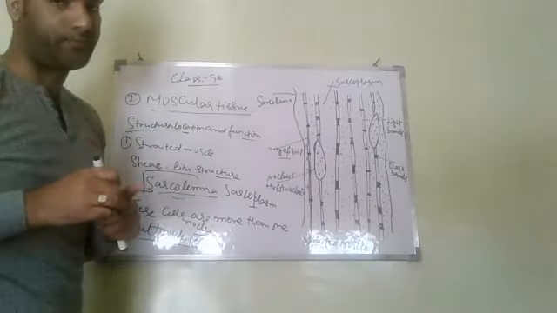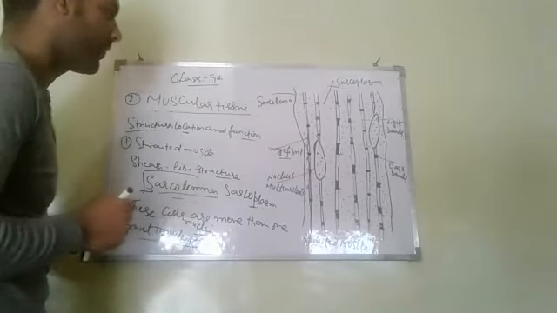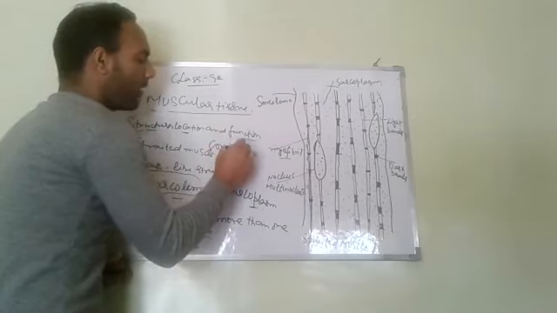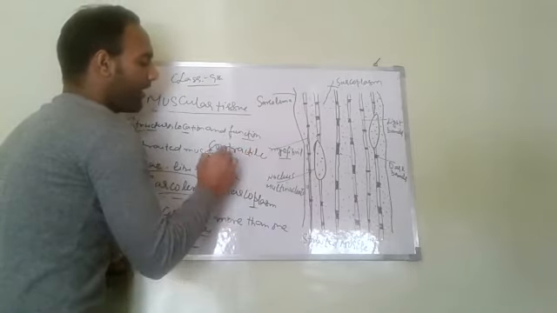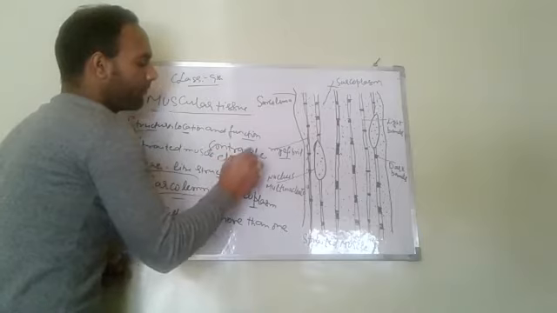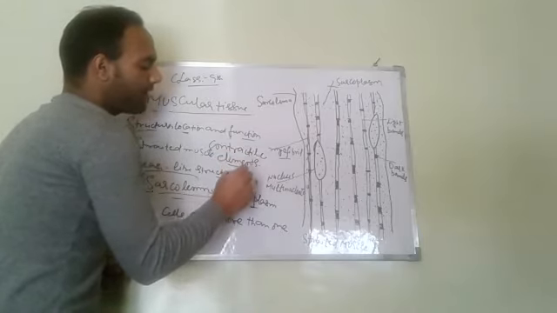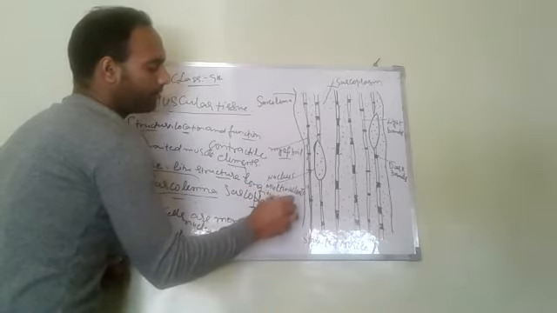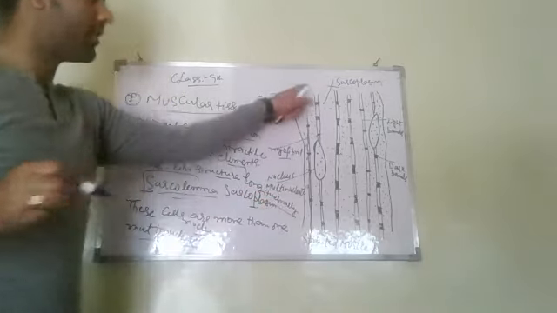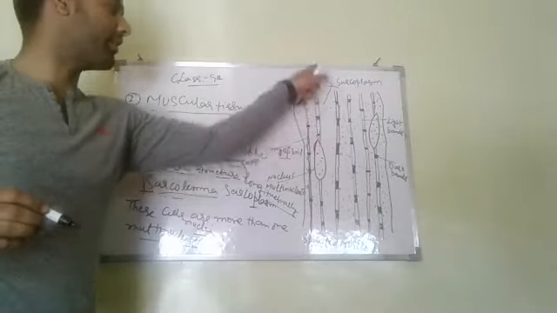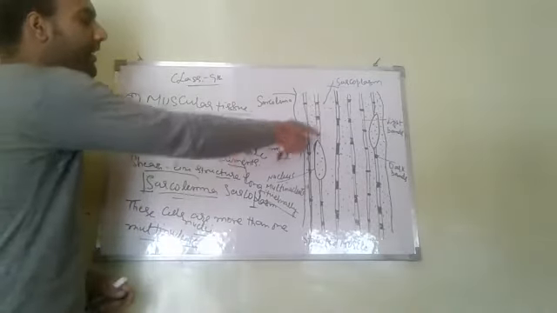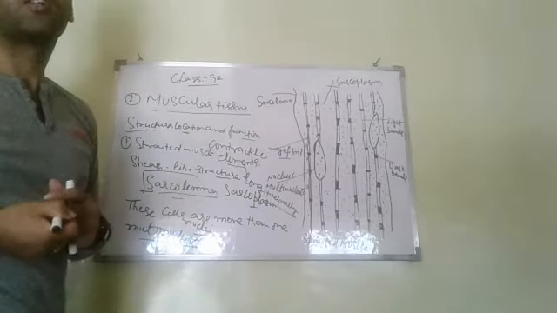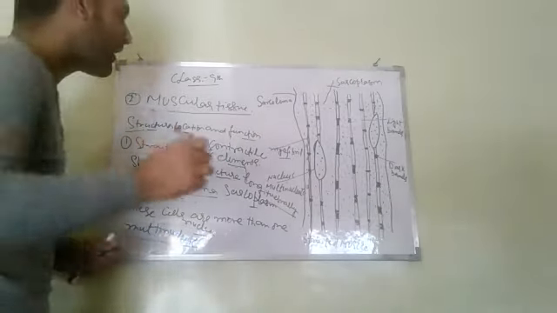Inside this sarcoplasm are present contractile elements which run longitudinally. Longitudinally means in this direction. This is the horizontal direction, this is the longitudinal direction. Inside this sarcoplasm, or we can say cytoplasm, run longitudinally contractile elements, which are called myofibrils.